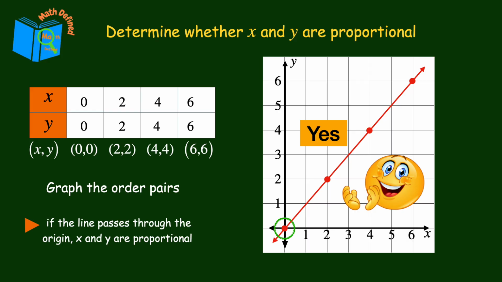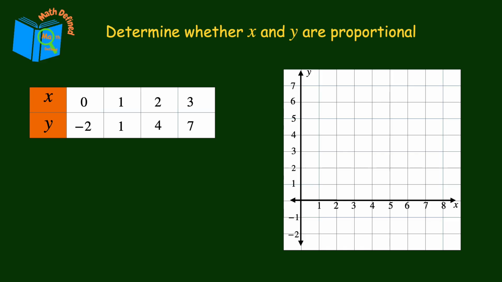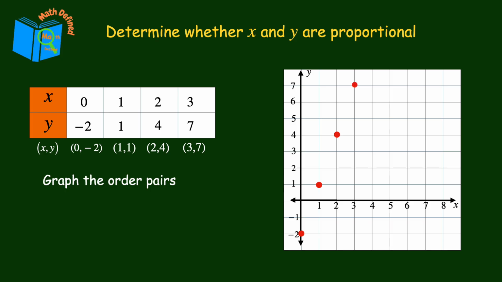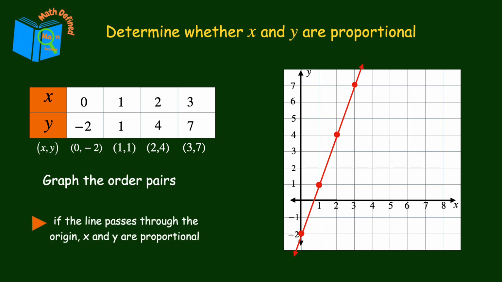Let's try another example, but this time x and y will not be proportional. Let's see what this looks like on a graph. First, we'll graph the ordered pairs from the table: 0, -2, 1, 1, 2, 4, and 3, 7. Then we'll draw a straight line connecting the points. If the line passes through the origin, then x and y are proportional. And as you can see, it does not. So x and y are not proportional.